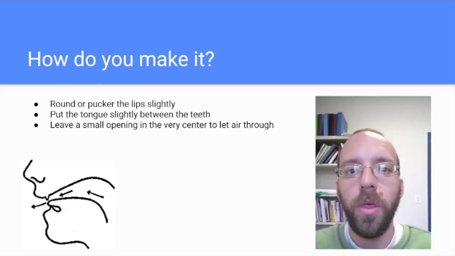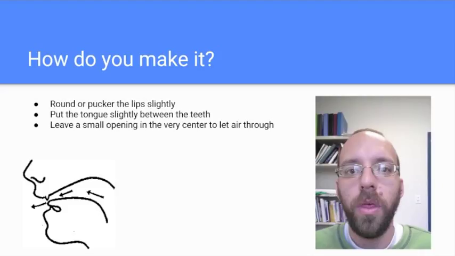So next we need to talk about how we make the sound. So you probably know the second point here that you're putting the tongue slightly between the teeth. You don't need to stick it all the way out. That can be good for practice, but it's not totally necessary. Just stick it between the teeth a little bit.